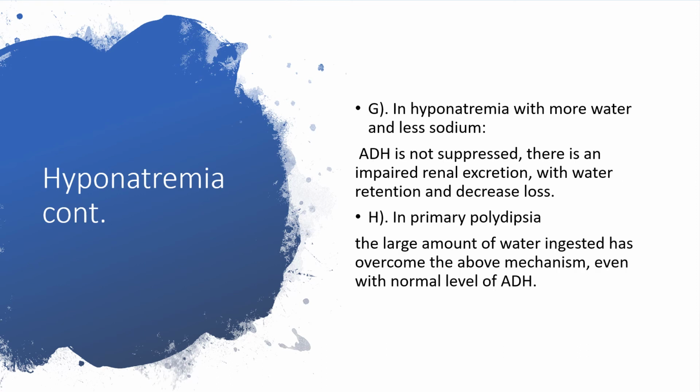In hyponatremia with more water and less sodium, ADH is not suppressed. There is an impaired renal excretion with water retention and decreased loss. In primary polydipsia, the large amount of water ingested has overcome the above mechanism even with normal level of ADH.